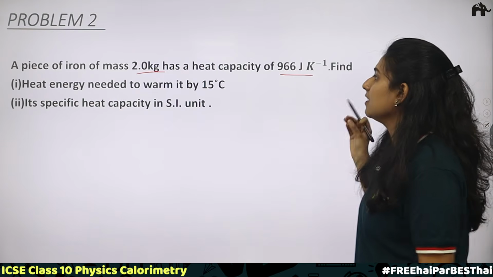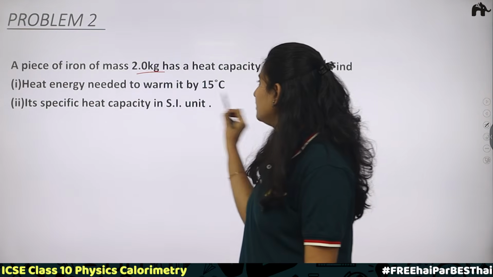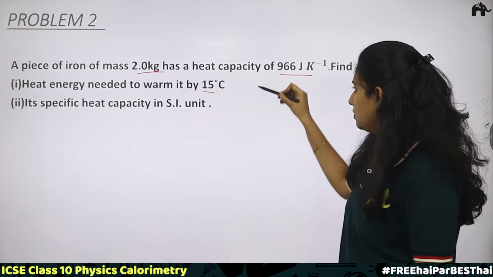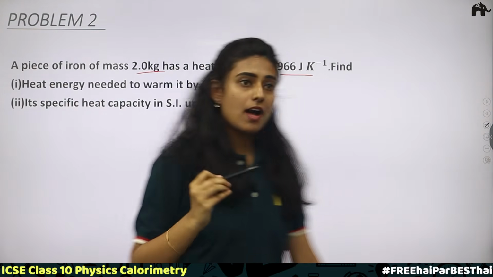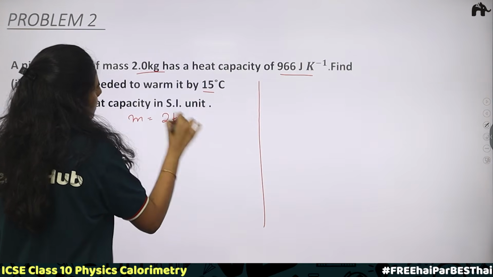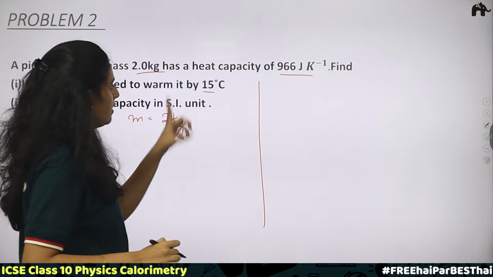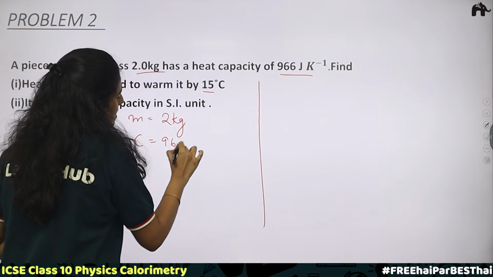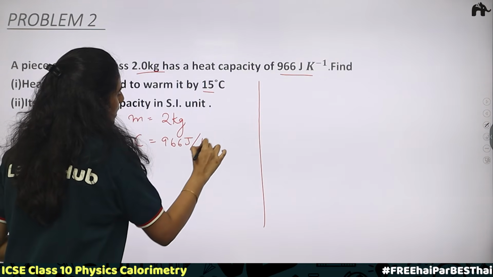Problem number 2. A piece of iron of mass 2 kg has a heat capacity of 966 joule per Kelvin. Find heat energy needed to warm it by 15 degrees Celsius, and second, its specific heat capacity in SI units. So given that we have mass of iron M is equal to 2 kilogram, specific heat capacity we have to find, and heat capacity is given, capital C equal to 966 joule per Kelvin.